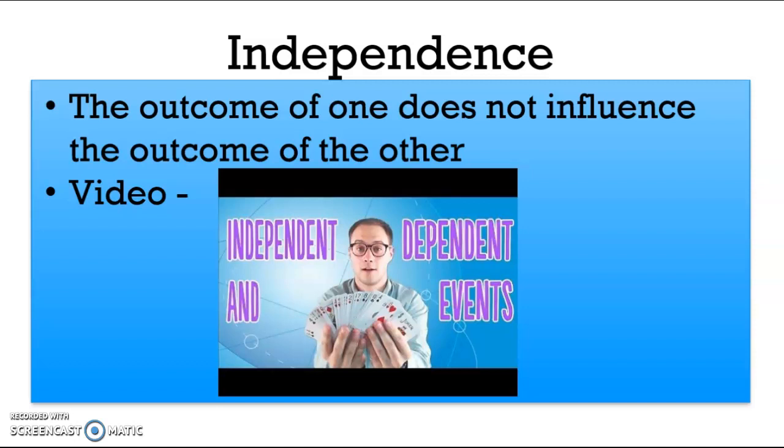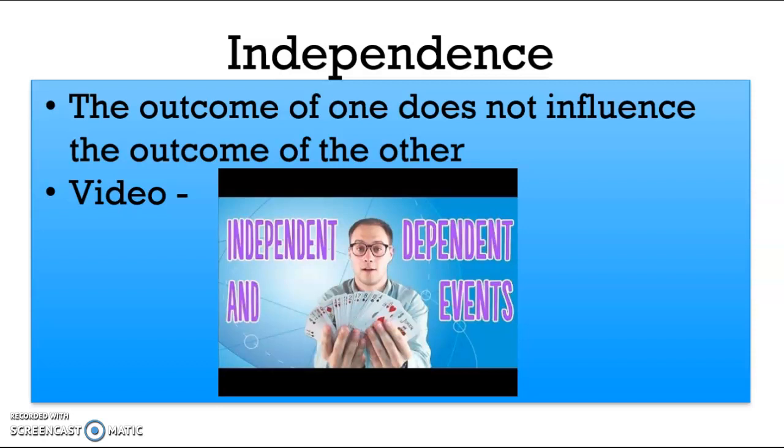Hi everybody. So today we're going to continue with probability and we're going to focus on something called the multiplication rule. But before we look at that, we have to talk about the difference between independent and dependent events. You're going to see linked in the Google Classroom assignment a YouTube video that you can watch.